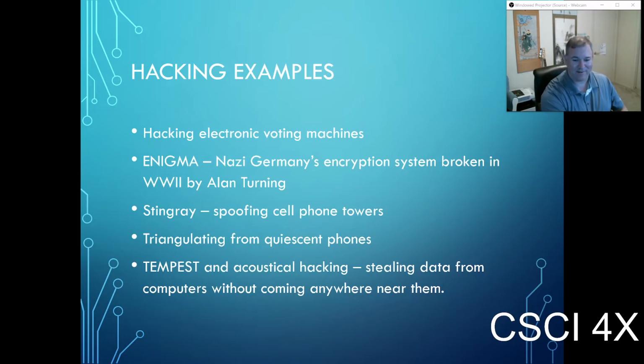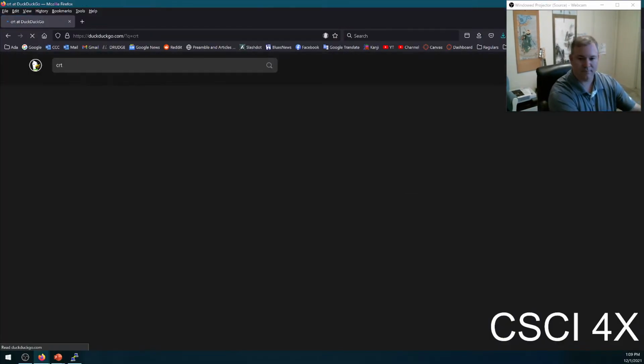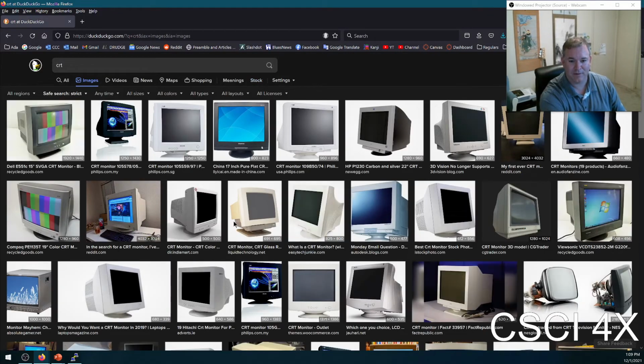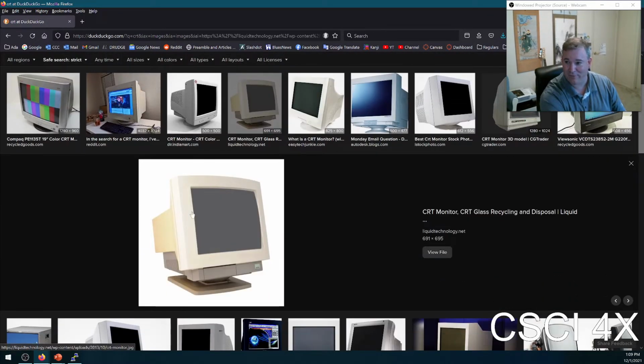All right. Tempest, and we'll stop with this. So Tempest is an older term, but still used to refer to all sorts of electromagnetic radiation hacking. And so, computer monitors used to be CRTs. You guys know what I'm talking about? Ever seen an old movie? These things? Televisions used to be this way too.